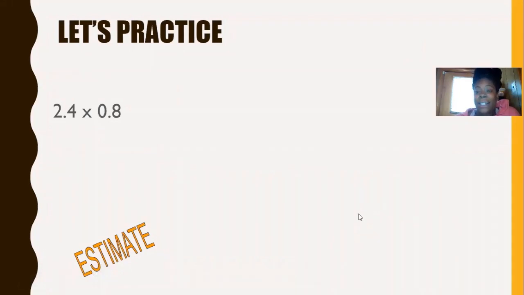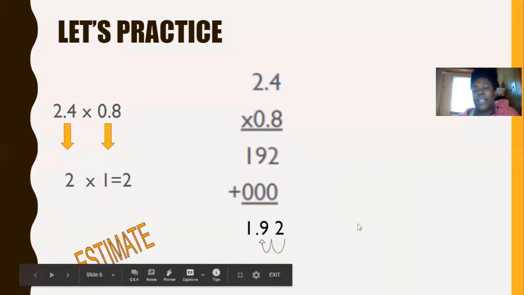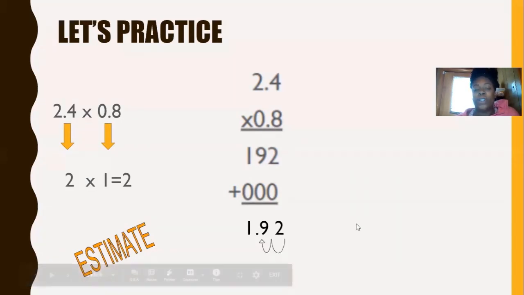2 4/10 should have rounded for you to 2. And 8/10 should have rounded to 1. 2 times 1 gives me 2. So I know that my product, the estimated product, will be about 2. And so now I'm going to find my actual answer and solve. And when I solve, I get 192. That's the actual answer: 1 and 92 hundredths.